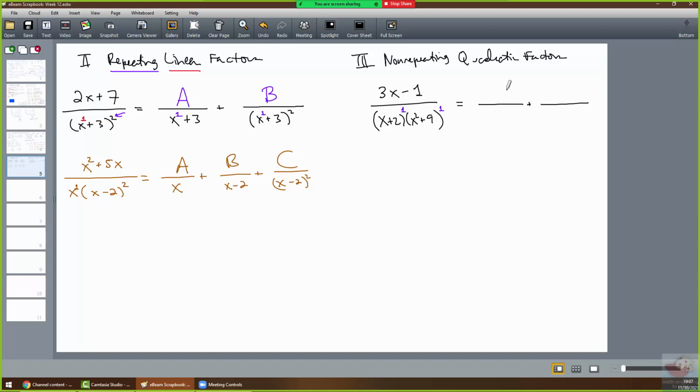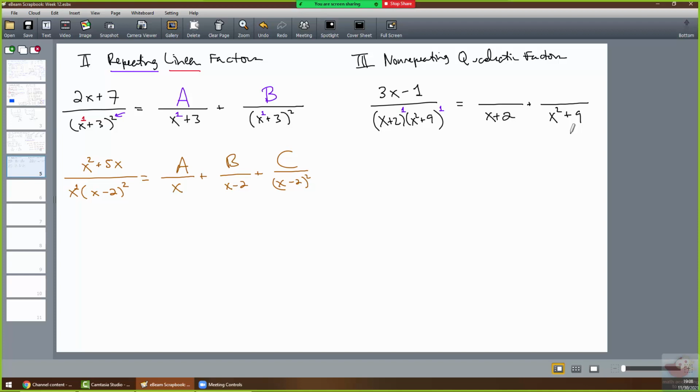The first denominator we can say is x plus 2. So that's what we did in case 1. Not really crazy there. The second denominator we could say is x squared plus 9. Very similar to case 1, because again, the multiplicity dictates the number of fractions.